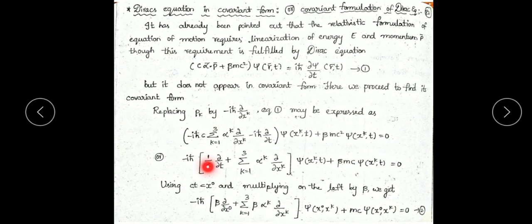Into beta, if we do, here ∂/∂x0 would become that, and here beta would come, here also beta α_k ∂/∂x_k, and in the place of t, it is replaced with x0. That means t multiplied with constant c is nothing but x0. You are just multiplying t with a constant. So here it should be a function of x0 in the place of t, x_k, that is ct. And next here beta square is nothing but I, and mc would be there, and ∂x_k in the place of t, x0. So this is the form.